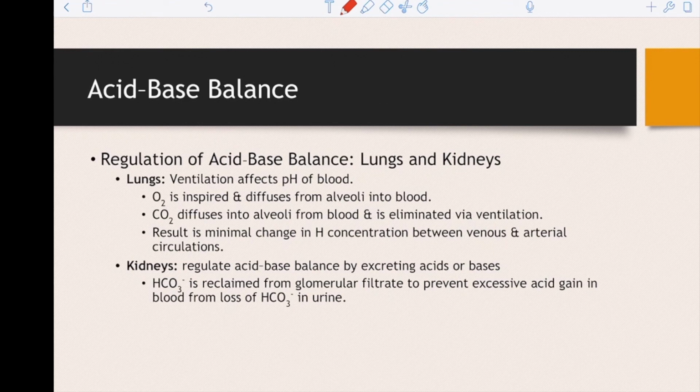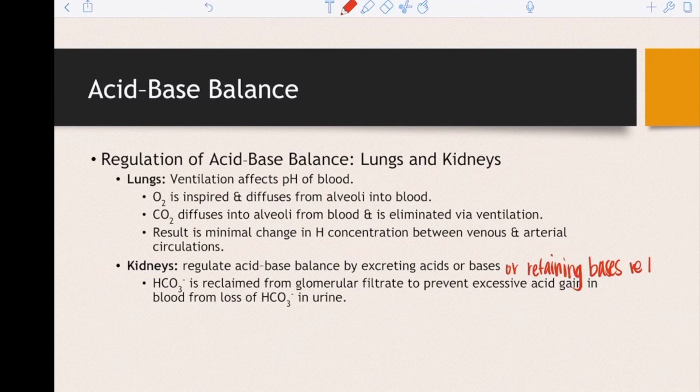The kidneys, on the other hand, are going to do this a little bit differently. The way that they're going to regulate the acid-base balance is by excreting acids or bases, and I should say, or retaining bases, such as HCO3. That's something that our kidneys are known to do as well.